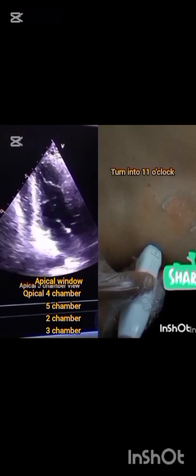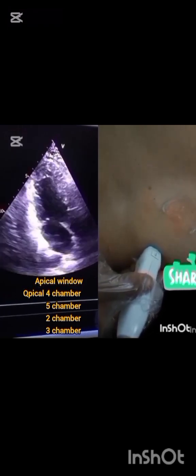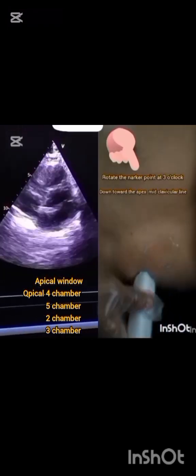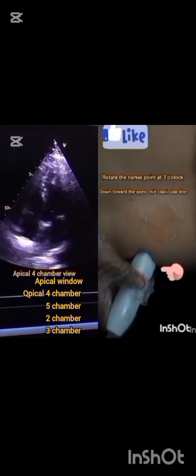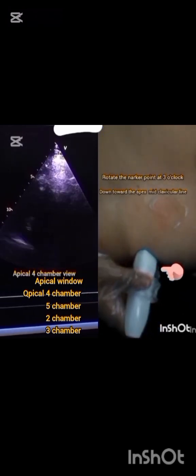Diastolic function is also assessed in apical views with the help of mitral inflow pattern, pulmonary veins Doppler, and mitral annular tissue Doppler. Right atrial and ventricular size and right ventricular systolic function are also assessed by the apical 4-chamber view.